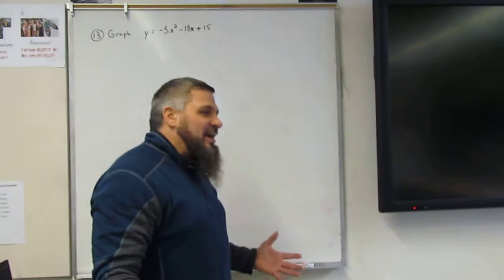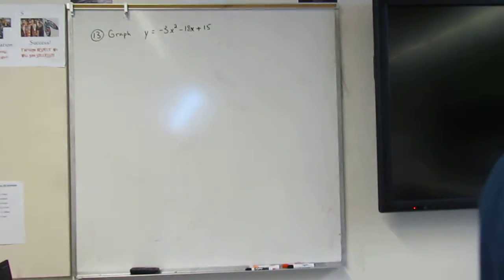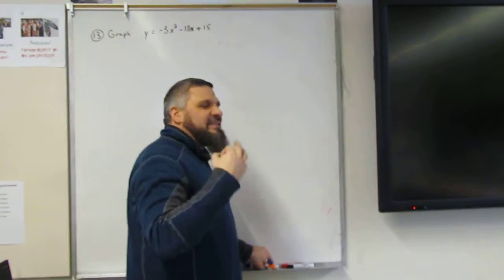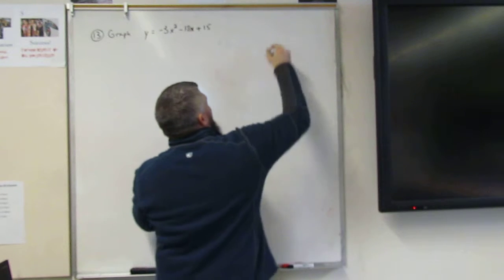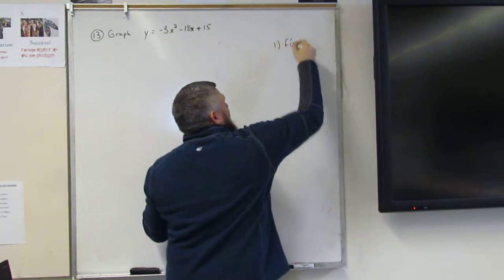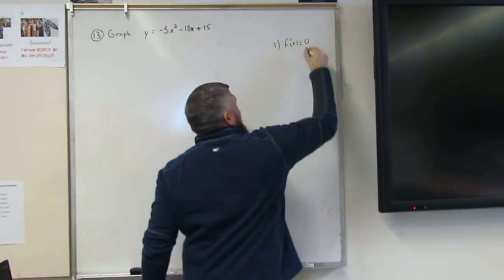So you just got to graph it. On the other one, we actually had to do the quadratic formula. They wanted 5 points. This one, you just got to graph it. So we just need 3 easy points. The first step is the y prime, the derivative, and set the derivative equal to 0.